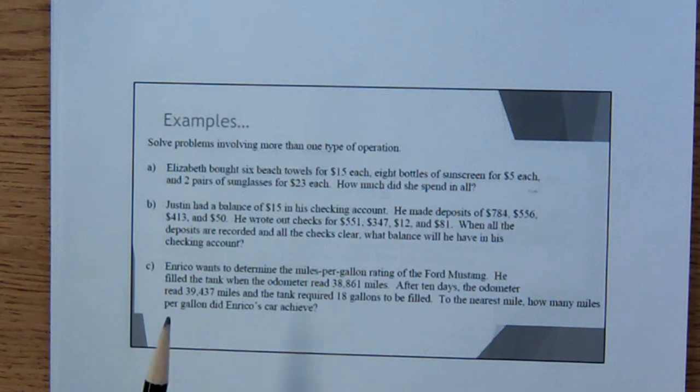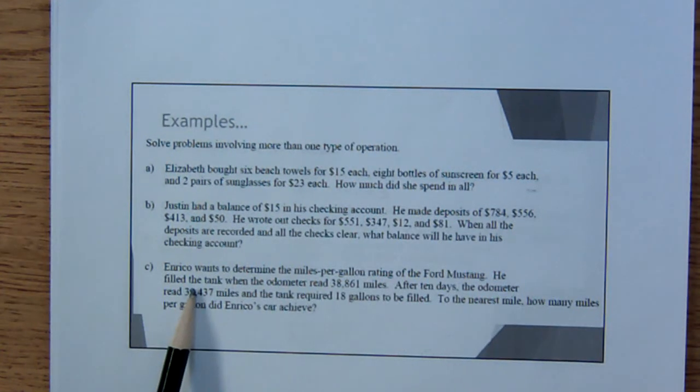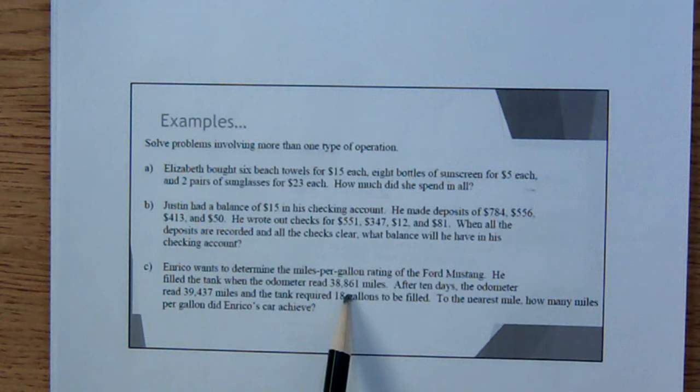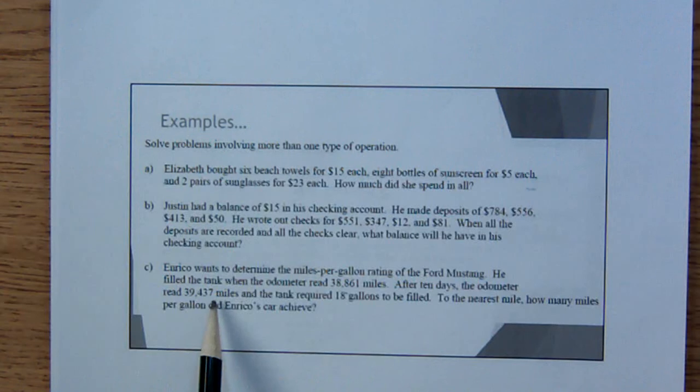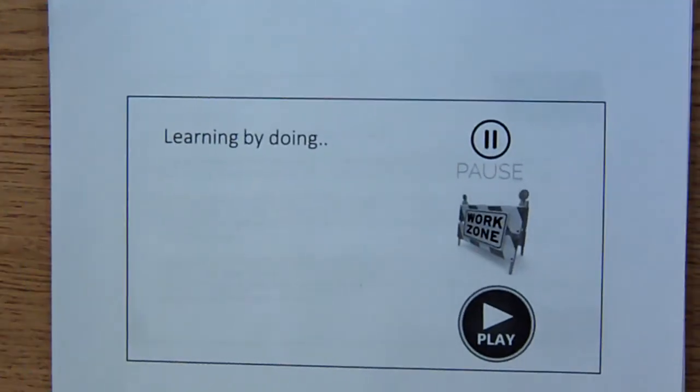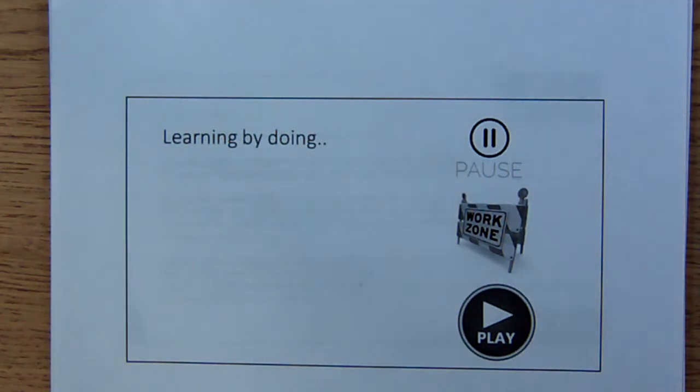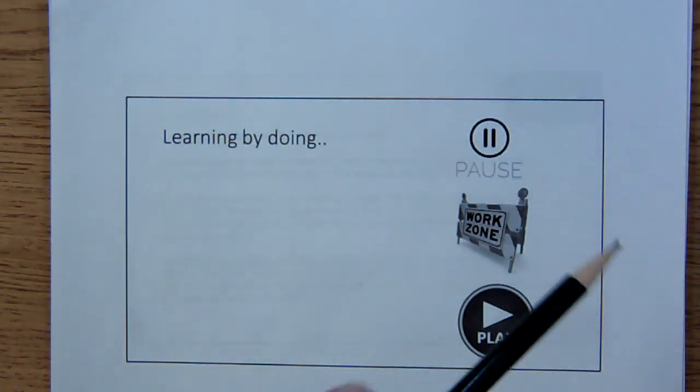And the last one is Enrico wants to determine the miles per gallon he gets. When he filled up his car, he had this odometer reading. Later on, he had this odometer reading when he filled his car up again, and his tank required 18 gallons of gas. To the nearest mile, how many miles per gallon did his car earn? Now again, we're going to pause and you do some work, and then we'll come back and we'll compare answers.